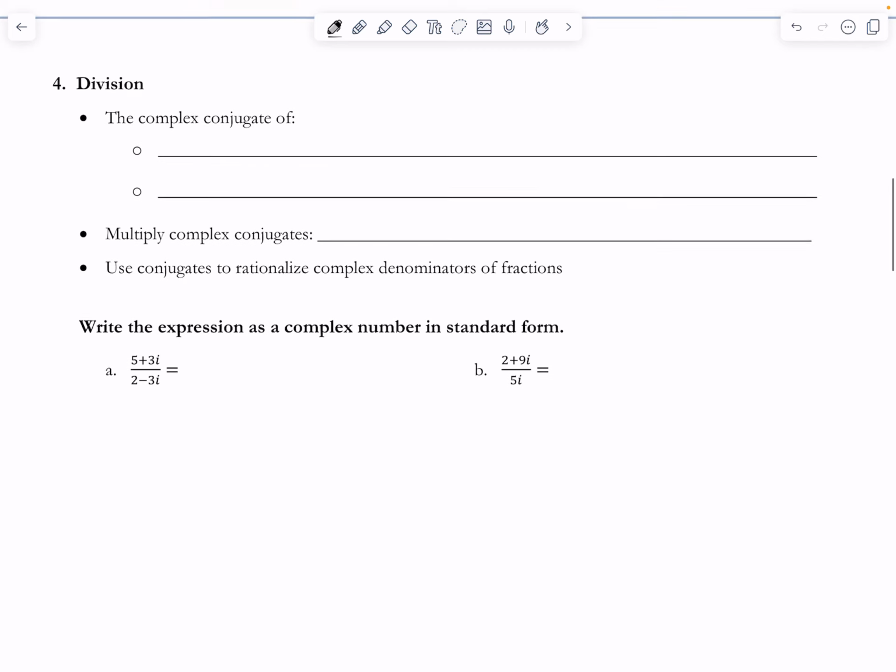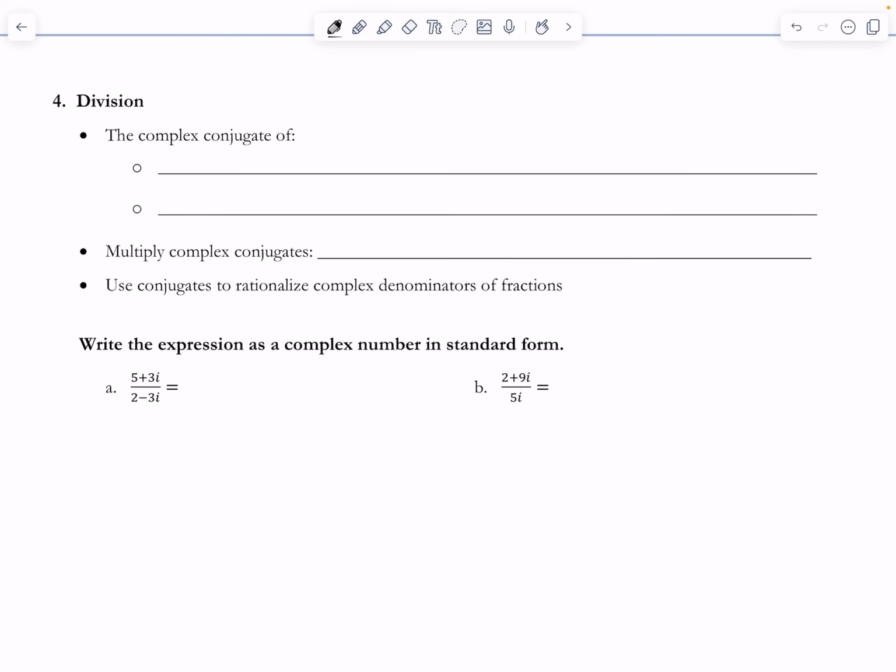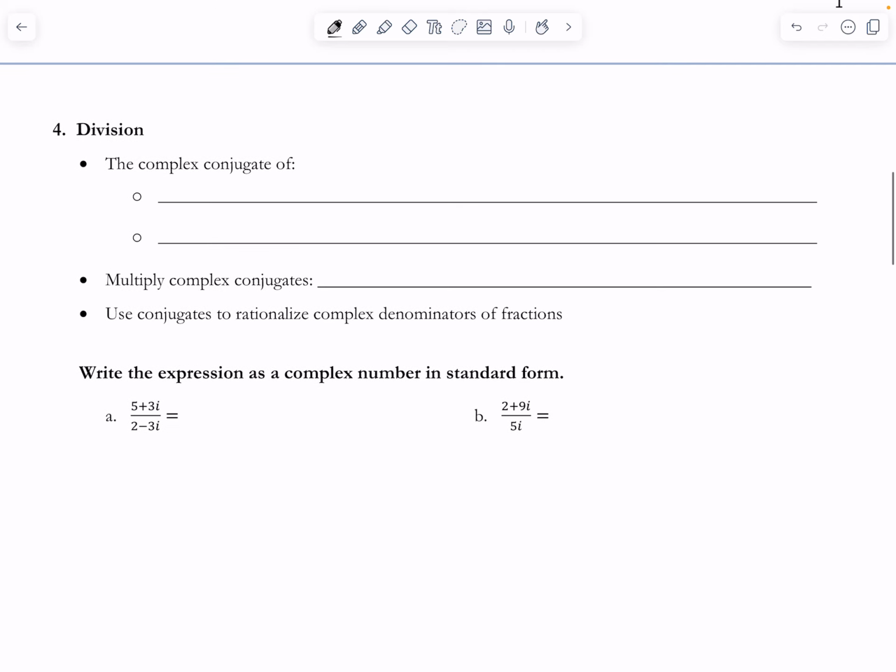All right, so let's talk a little bit about something called complex conjugates. We talked in the last video about a complex number having a real part, that's the real piece, and this here is the imaginary piece. We always do the real and then the imaginary. So the complex conjugate of a plus bi is going to be a minus bi. And the complex conjugate of a minus bi is a plus bi.